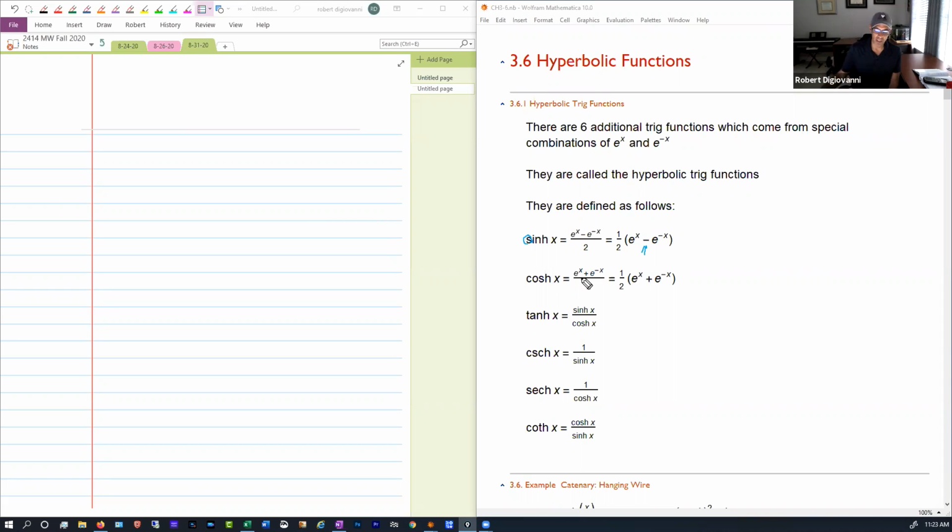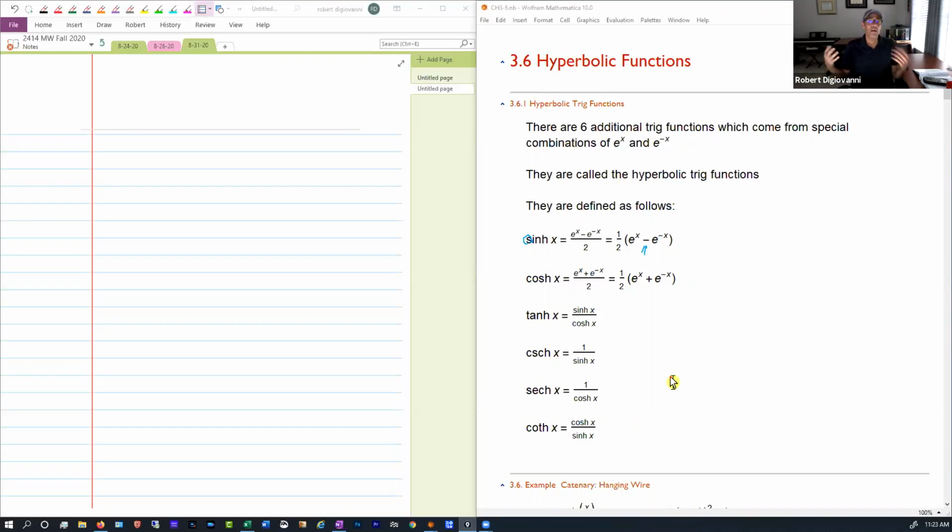And then you see that the other trig functions are just these things divided, or ratios flipped. So if you take this entire expression here and divide it by that entire expression, you get the tangent hyperbolic function. And then the rest are just reciprocals. Any questions on that? Okay.